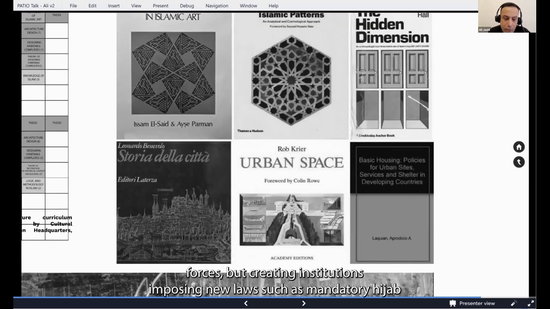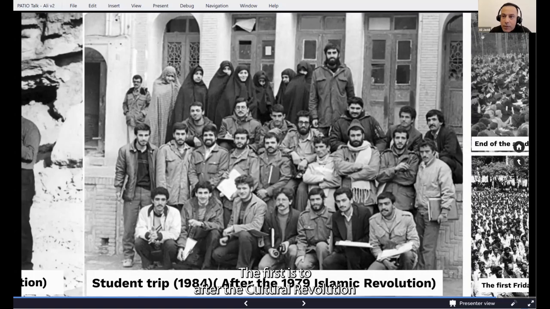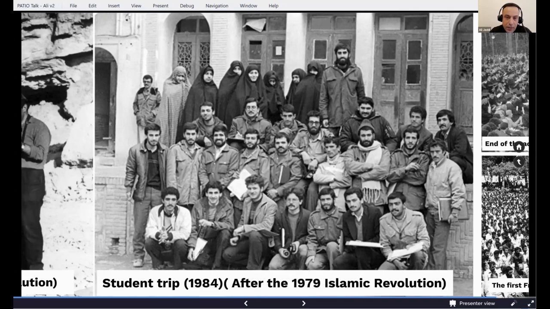Islamic forces, by creating institutions and imposing new laws such as mandatory hijab or control over relationships between students, made the university environment completely different compared to before the revolution. As you can see in this picture, for example, this is the first student trip after the Cultural Revolution, and this is the student trip before the Cultural Revolution.